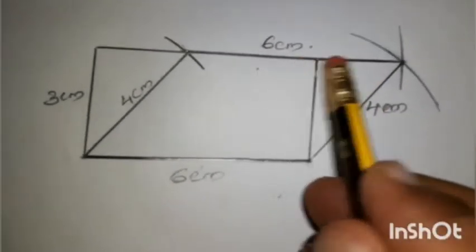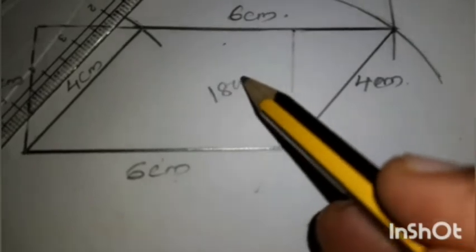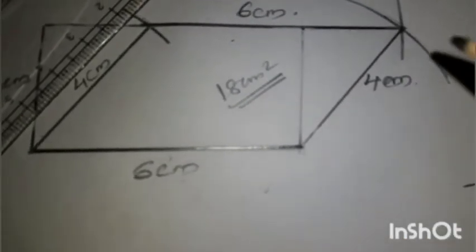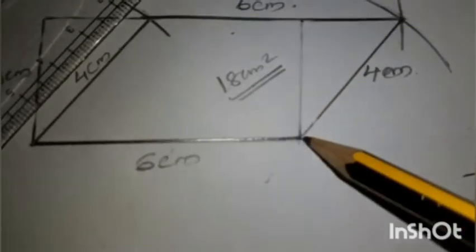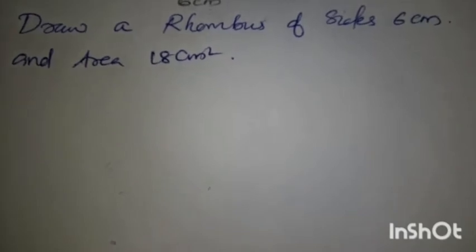Then this line you have to rub it. So now you got a parallelogram of 18 centimeter area. The area is not changing, only we are converting a rectangle into a parallelogram. Draw a rhombus of sides 6 centimeter and area 18 centimeter square.